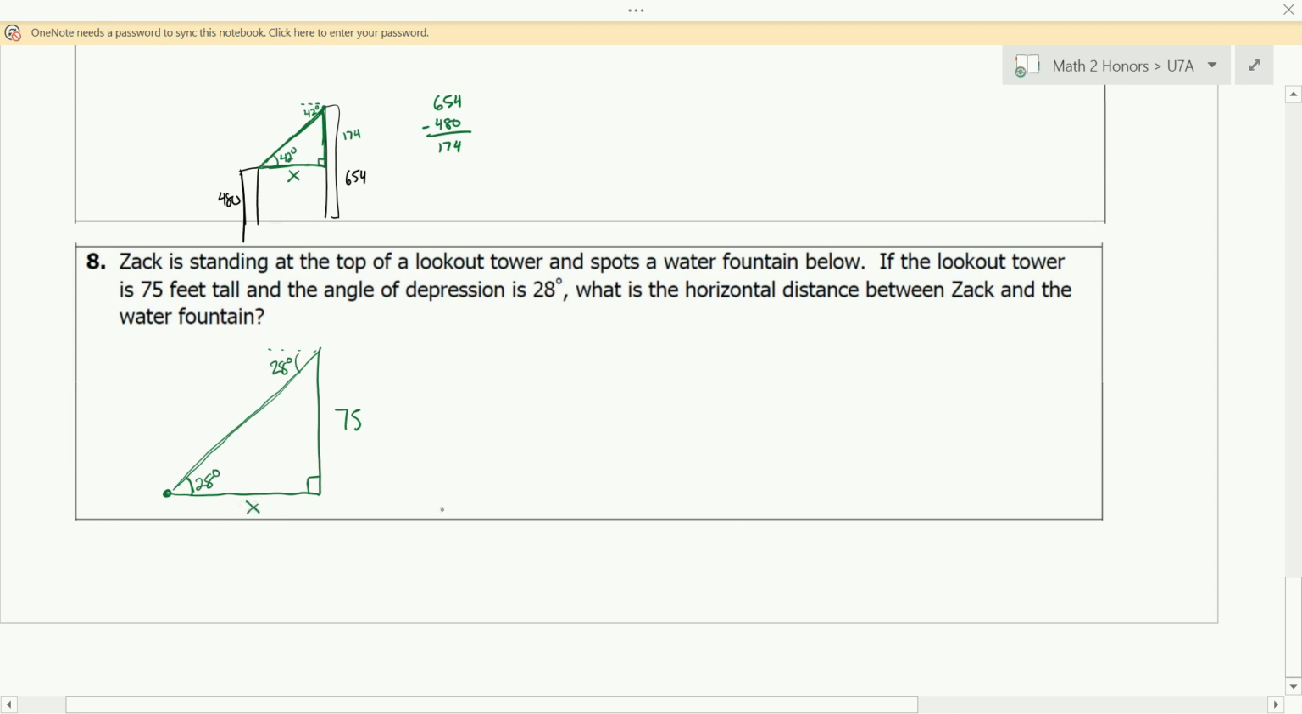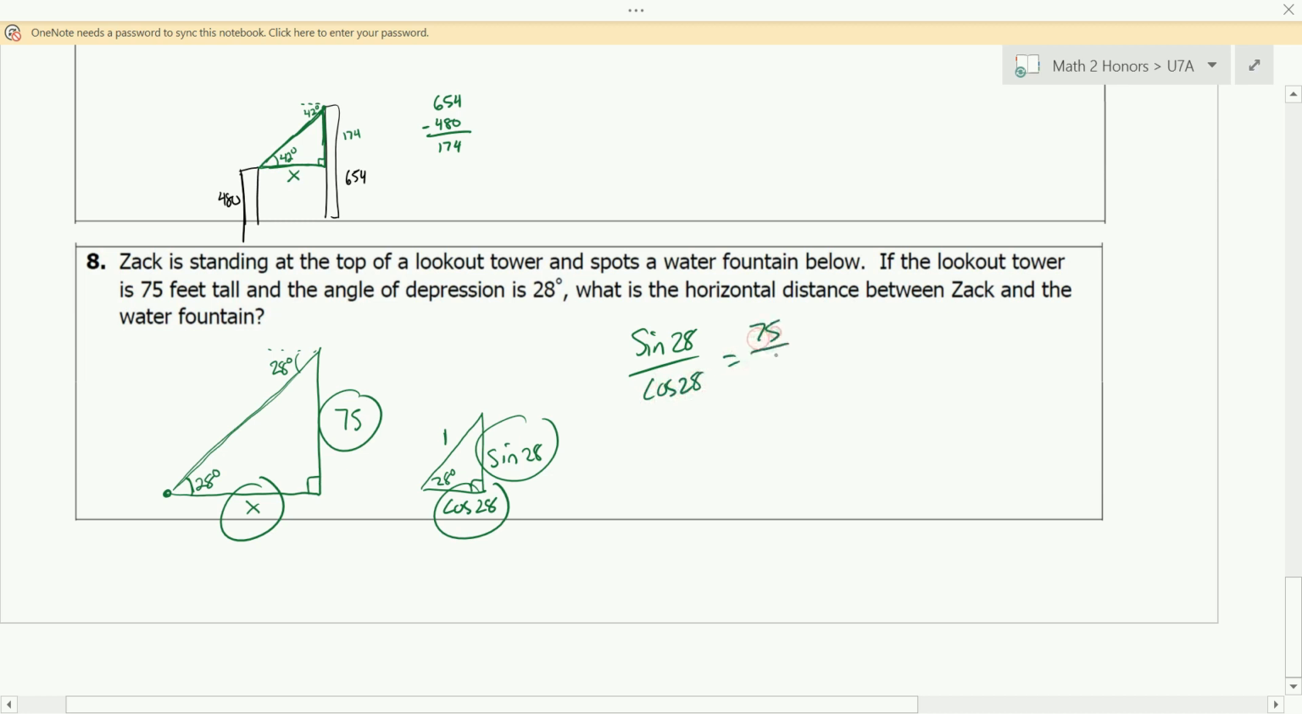And I said to go ahead and solve this one. So then we set up a smaller version, a similar triangle with a hypotenuse of 1, same angle measurements though. This would be the sine of 28. This would be the cosine of 28. 75 and x is what we're working with, so sine and cosine is what we're working with. So sine 28 over cosine 28, 75 over x, that's tangent. Tangent 28 over 1 is 75 over x.